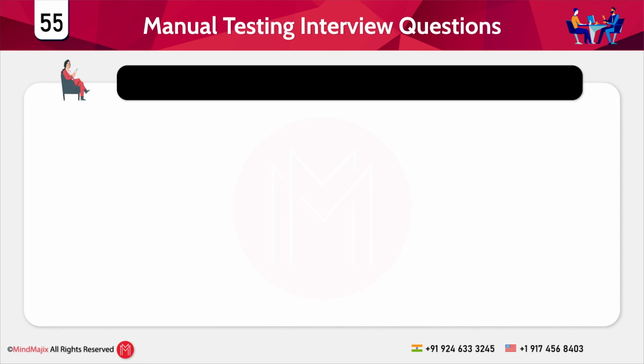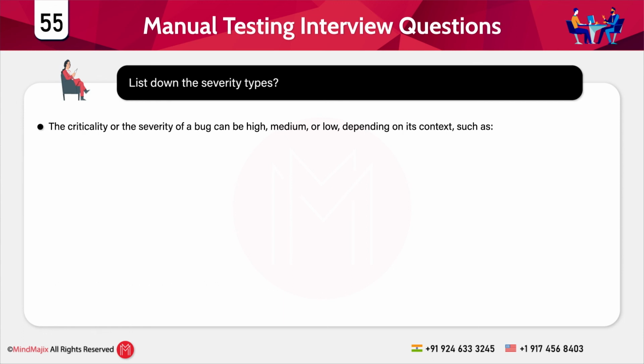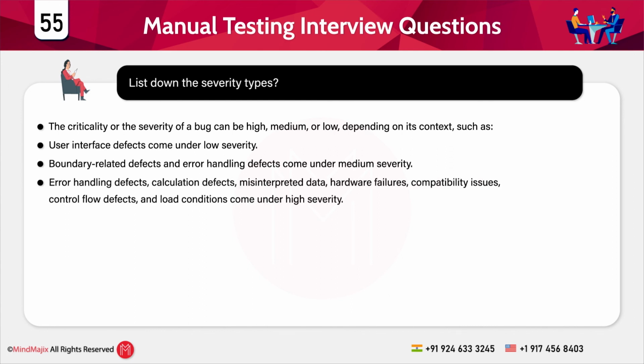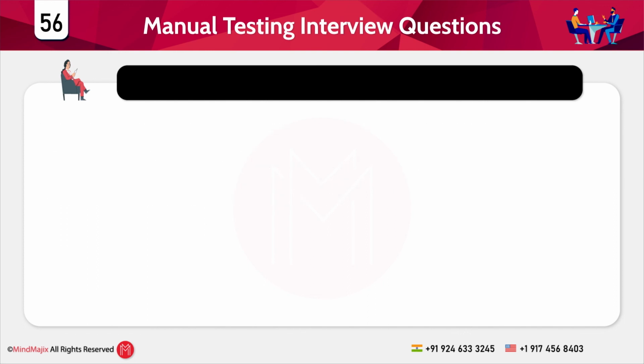The next question is, list down the severity types. The criticality or the severity of a bug can be high, medium, or low, depending on a few contexts, such as user interface defects come under low severity, boundary related defects and error handling defects come under medium severity, and error handling defects, calculation defects, misinterpreted data, hardware failures, compatibility issues, control flow defects, and load conditions come under the high severity defects.